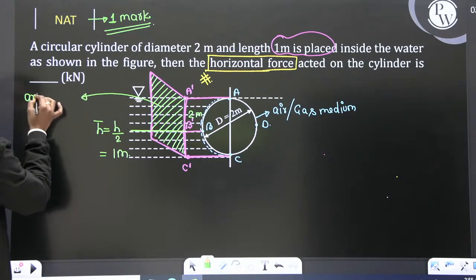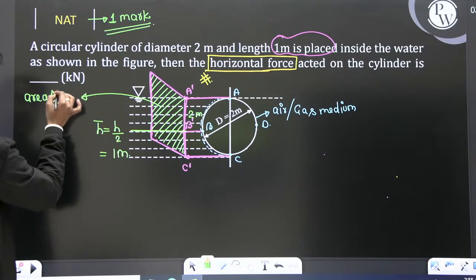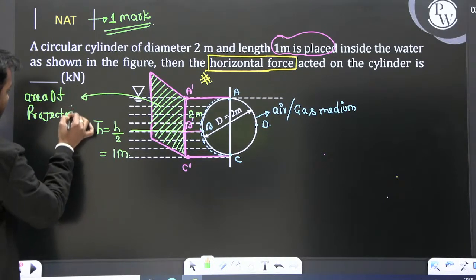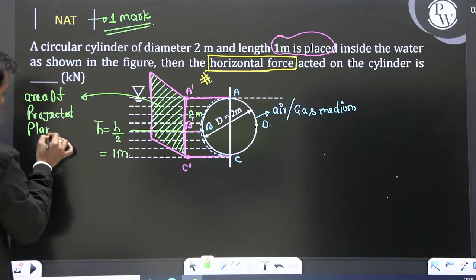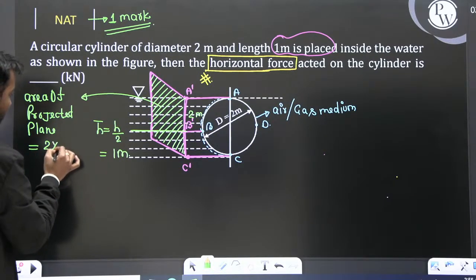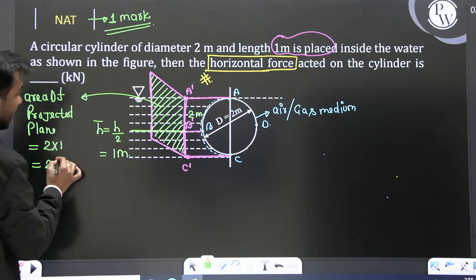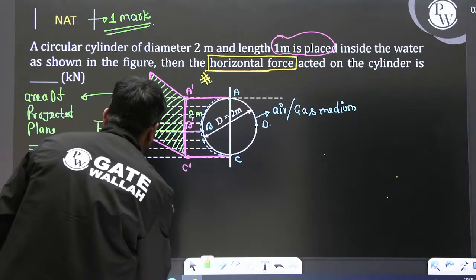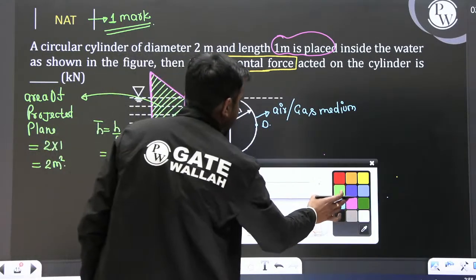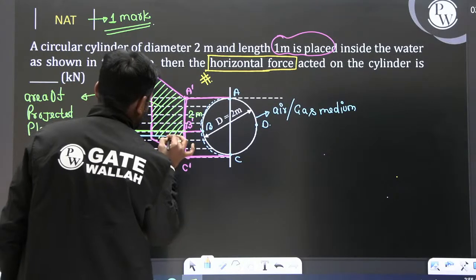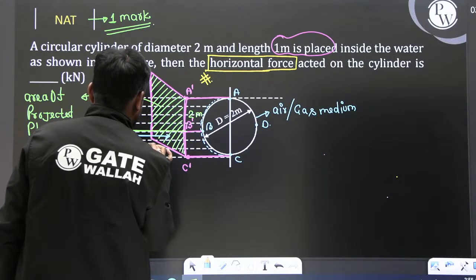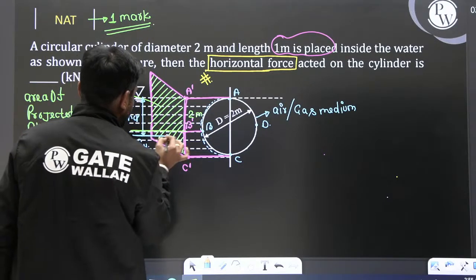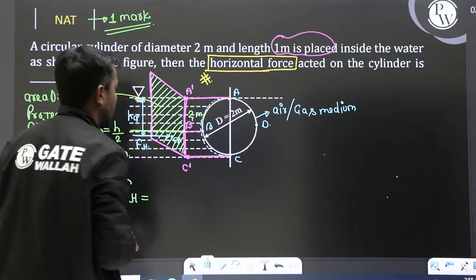And what about the area of this projected plane? It is a simple rectangle, 2 multiplied by 1, that is 2 meter square. Clear? And the horizontal force acts at the HCP, the center of pressure, at a distance of HCP below the centroid point.